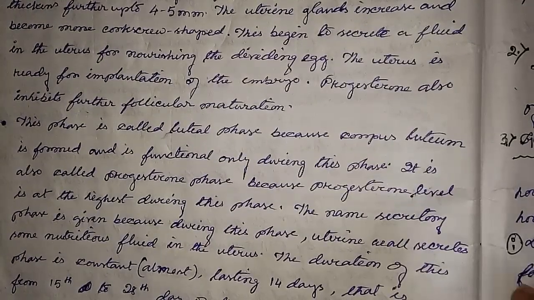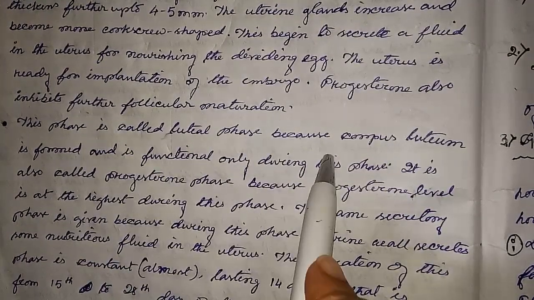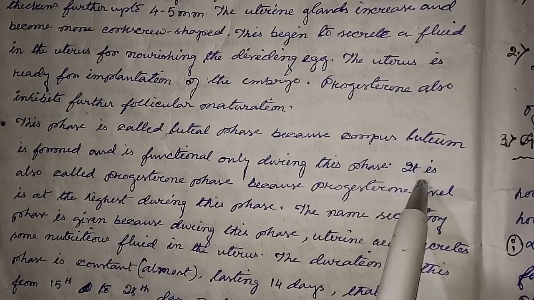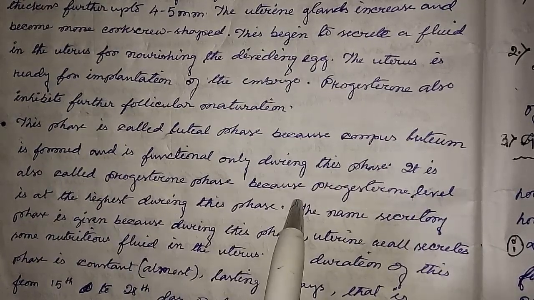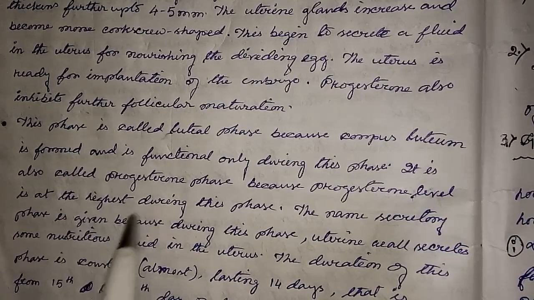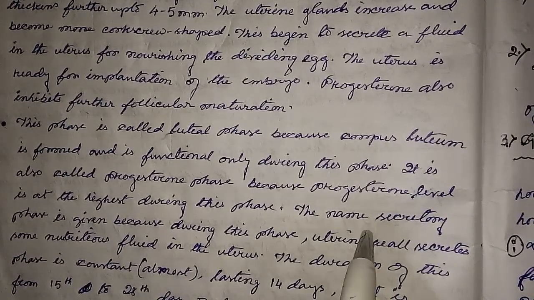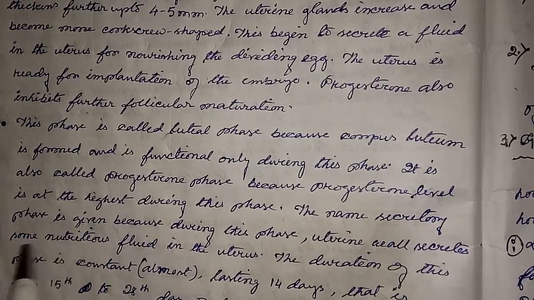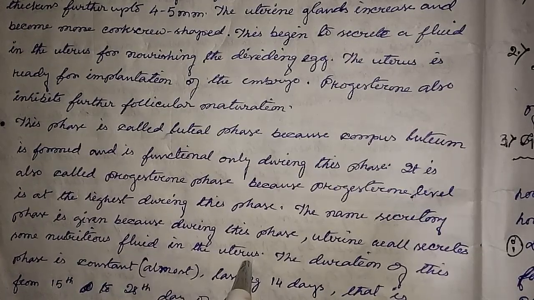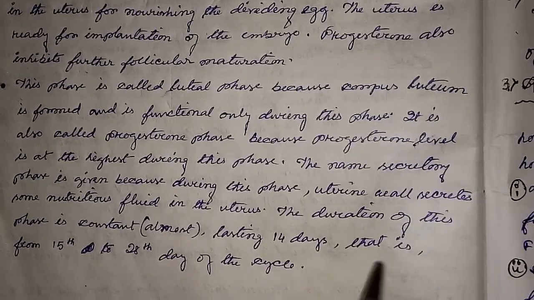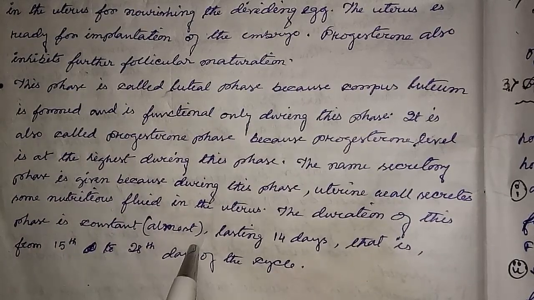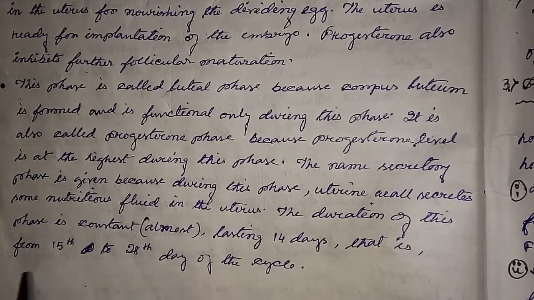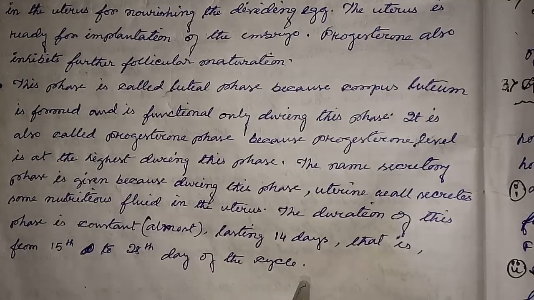Now the next feature: this phase is called luteal phase because the corpus luteum is formed and is functional only during this phase. It is also called progesterone phase because the progesterone level is at its highest during this phase. The name secretory phase is given because during this phase, the uterine wall secretes some nutritious fluid in the uterus. The duration of this phase is almost constant, lasting for 14 days, that is from 15 to 28 days of this cycle.